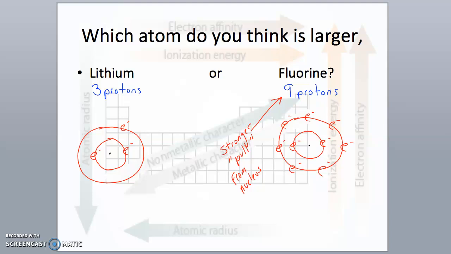The reason that lithium is actually larger is because fluorine has more protons, and the outermost electrons are still in n equals 2. The additional protons have more pull on the electrons and hold them closer than lithium can.